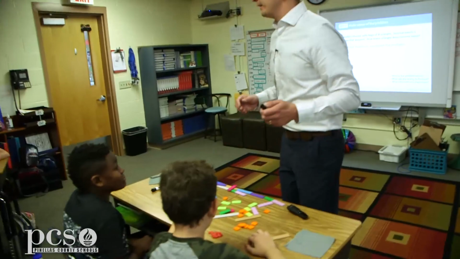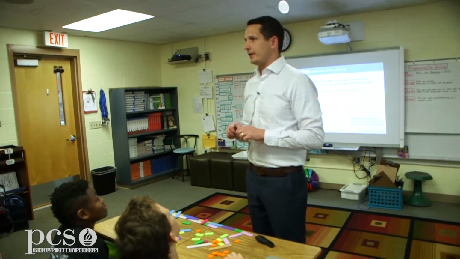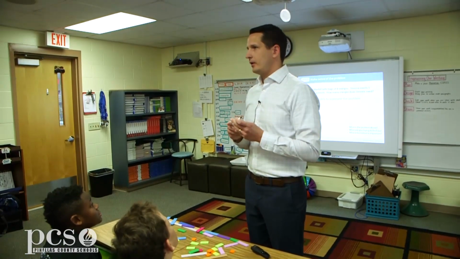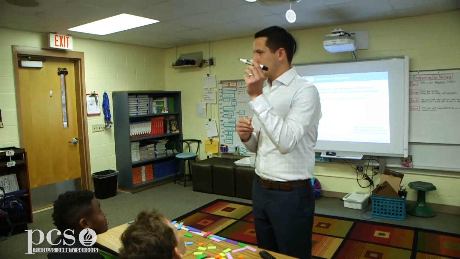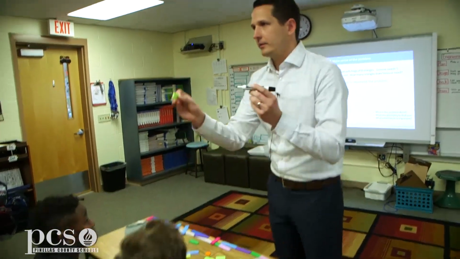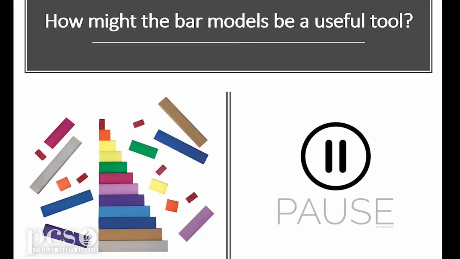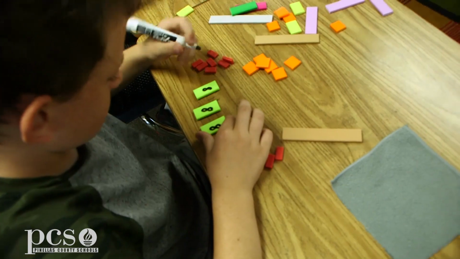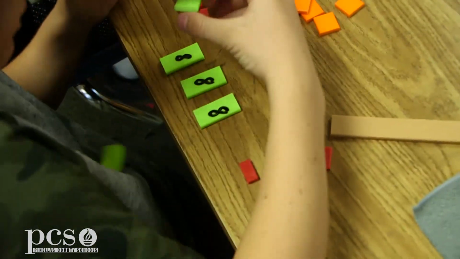Oh, pause for a minute. Hands off and eyes up. I've got something cool to share. Did you know you can use your marker to write on the bar models? Are we allowed to? That might help you. Yep, you're allowed to. We need 5 groups of these. Orange. Alright. Okay, here goes.